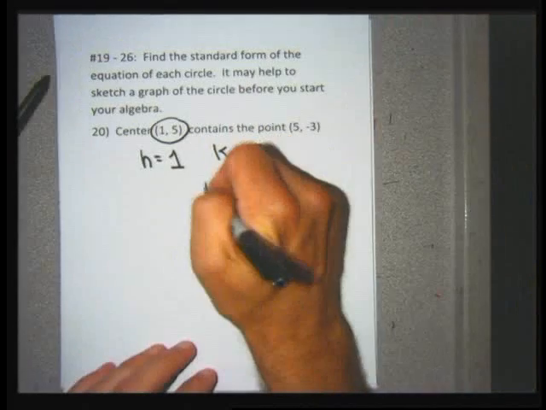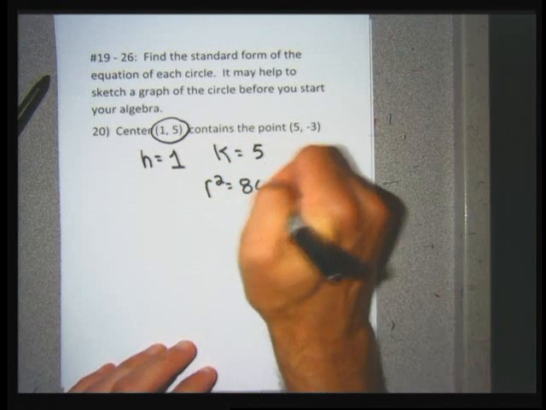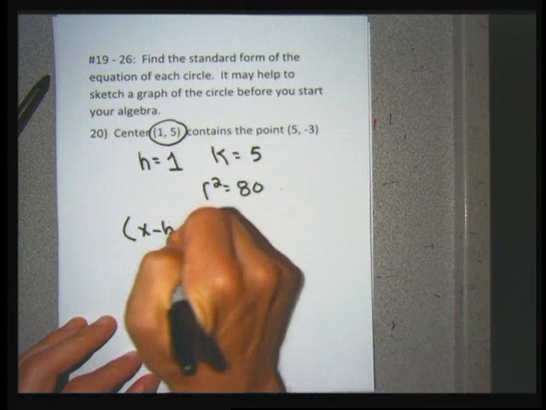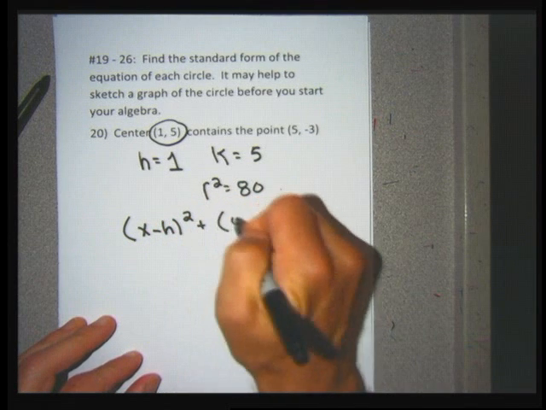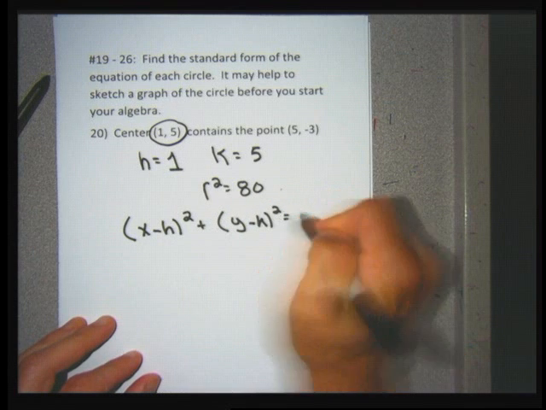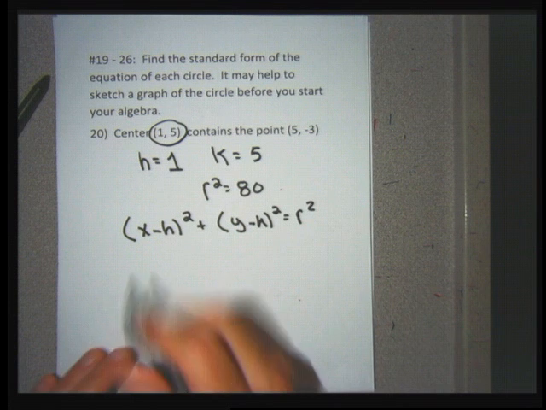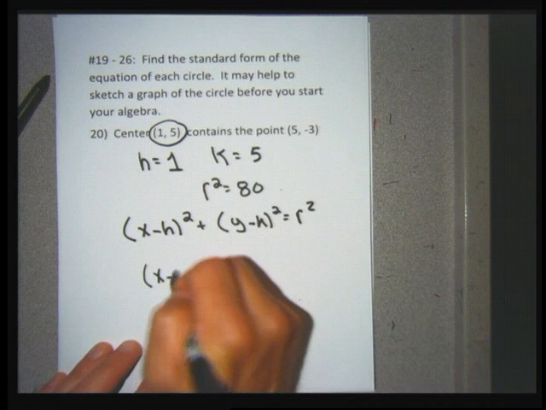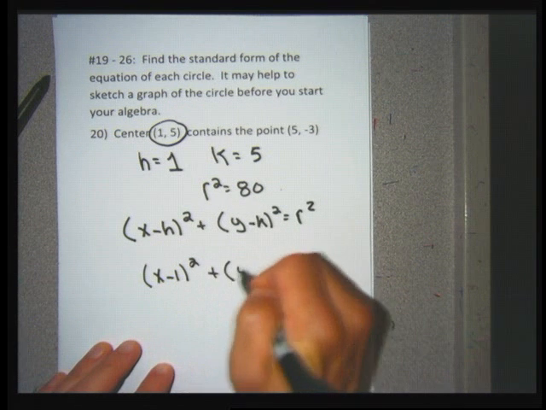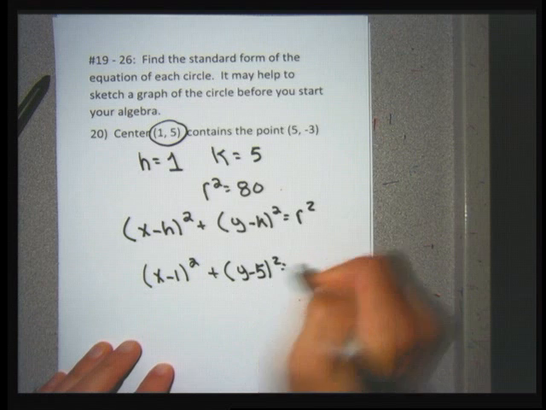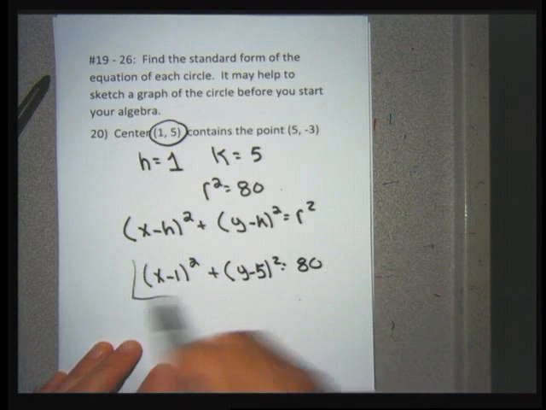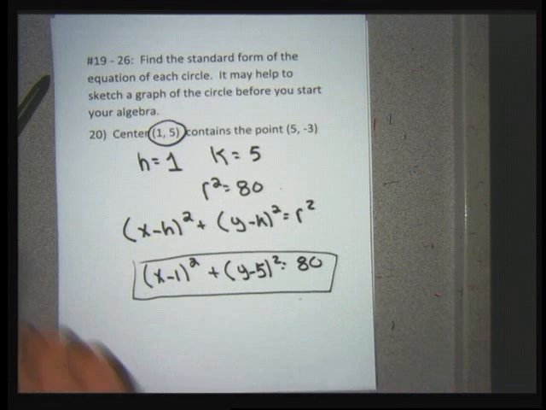So very specifically, into my formula, I'm going to plug in 1 for h, 5 for k, and 80 for r squared, because I need the r squared in the formula and not the r. And r squared is nicer than r anyway. So to get the answer, the equation for this circle is going to be x minus 1 quantity squared plus y minus 5 quantity squared equals 80. This is the equation of the circle written in standard form.